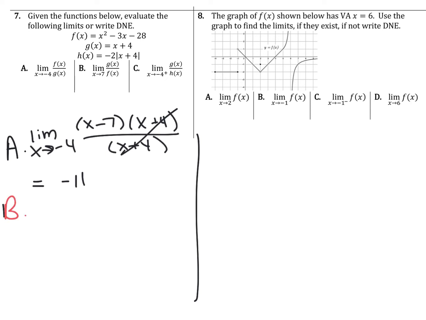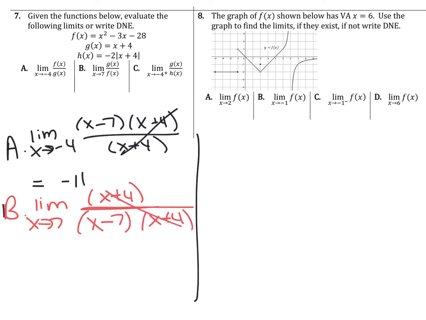If we look at b, again, we're going to have an issue with the denominator, and I can see that just because we're using the same 2 functions. So actually, I'm just looking at the limit as x approaches 7 of the reciprocal of what we just had. So x plus 4 over x minus 7 times x plus 4. So we still have a hole, but now that issue is in the denominator.